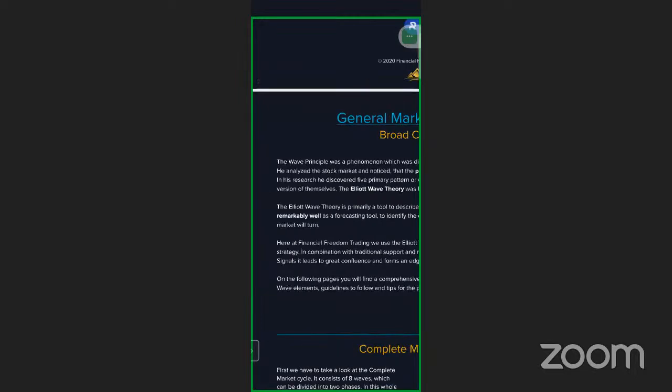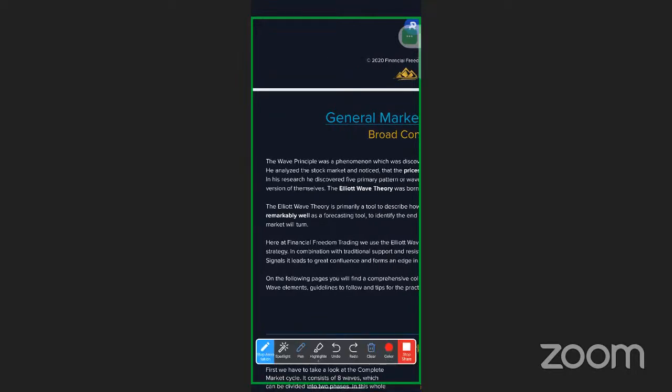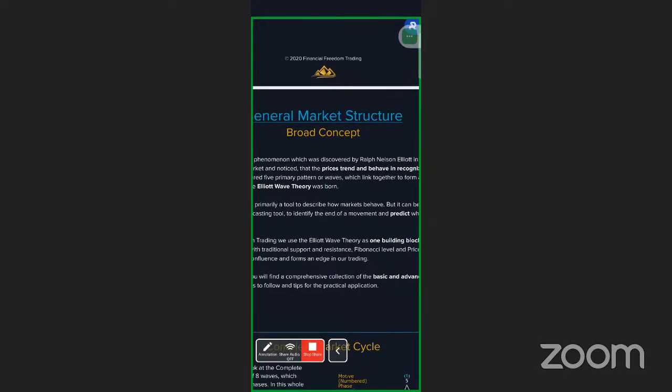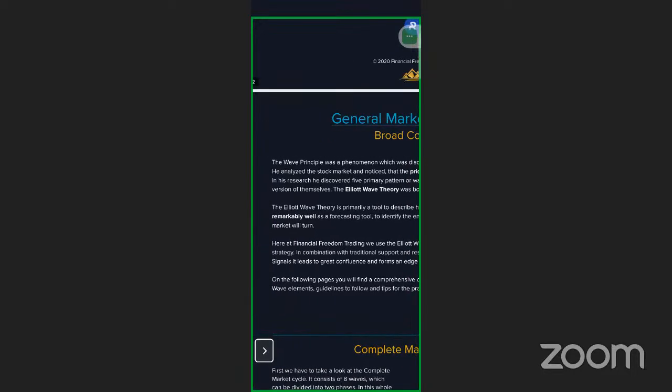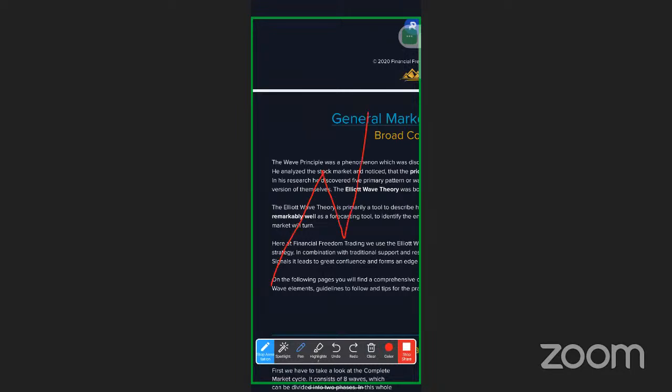In his research, he discovered 5 primary patterns. When I talk about 5 primary patterns or waves, I mean wave 1, wave 2, wave 3, wave 4, and wave 5. There are 5 waves, right? You're going to be able to understand them later, which link up together to form a bigger version of themselves. For example, if this was wave 1, then this is wave 2, this is wave 3, then this is wave 4, then this is wave 5. So this is the pattern of the uptrend, you see?